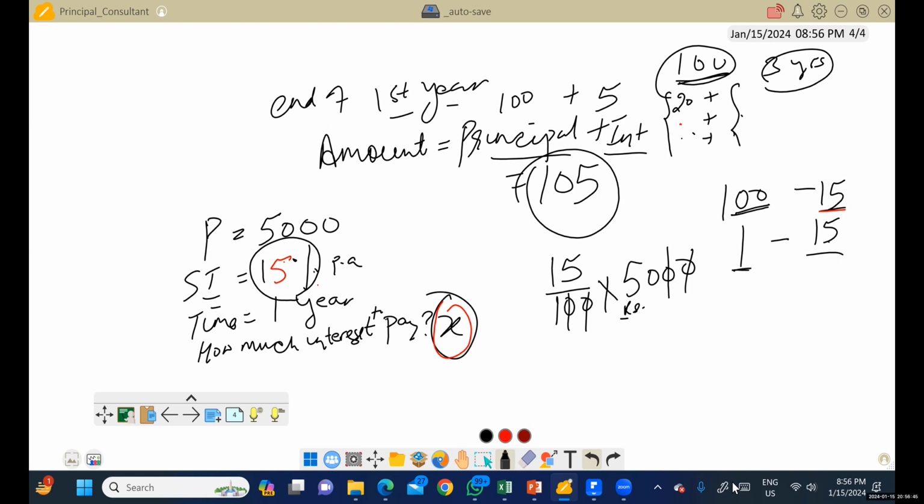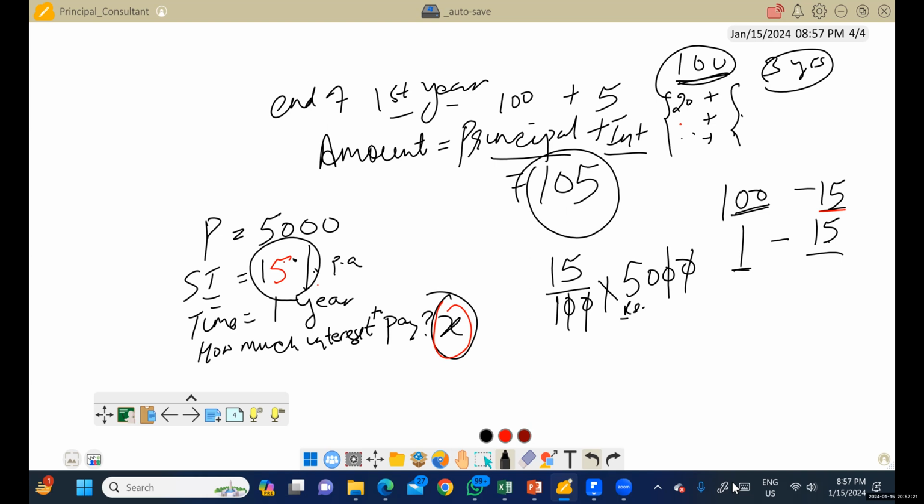Out of every 100 you are paying 15, but if I borrow 1 rupee, will I pay more interest or less interest? Sir, less. If you are paying less interest, will you divide this 15 by 100 or will you multiply this 15 by 100? Sir, divide. Why divide? Are you guessing? Are you telling me, or do you know? Sir, guess. No, don't guess.